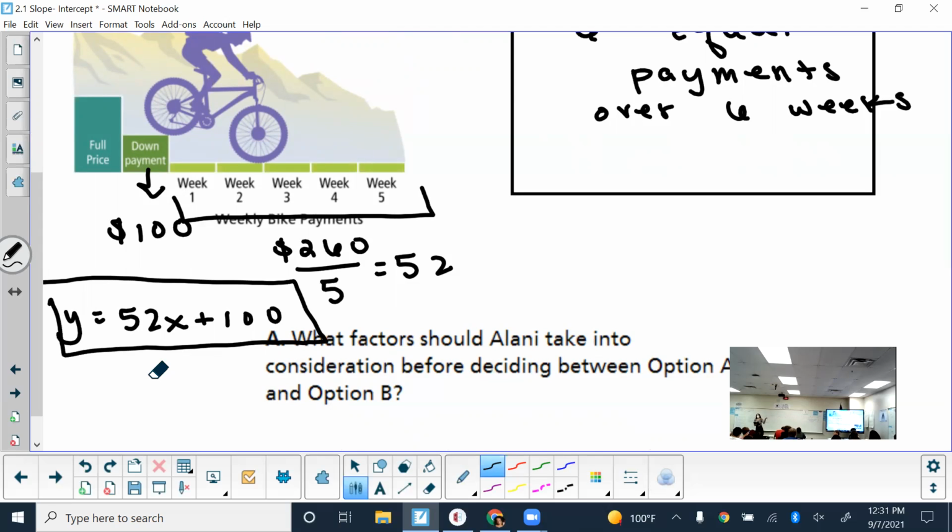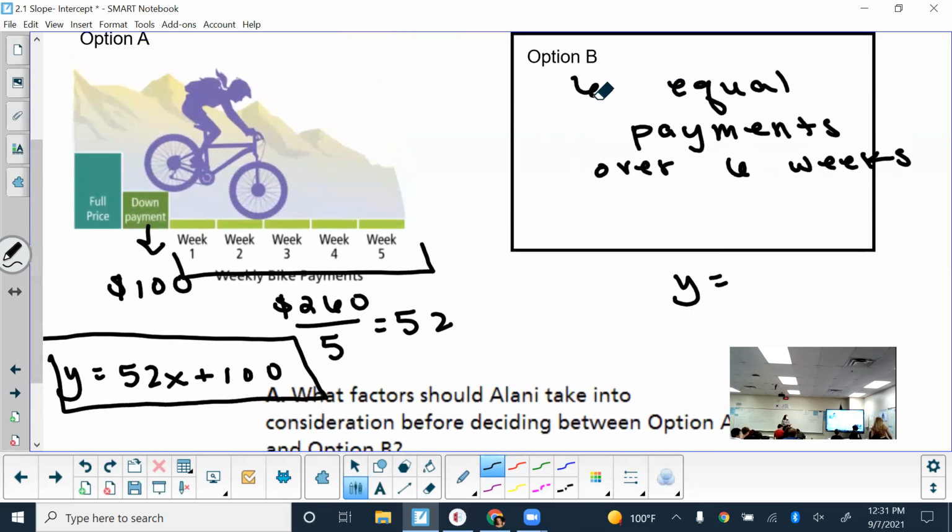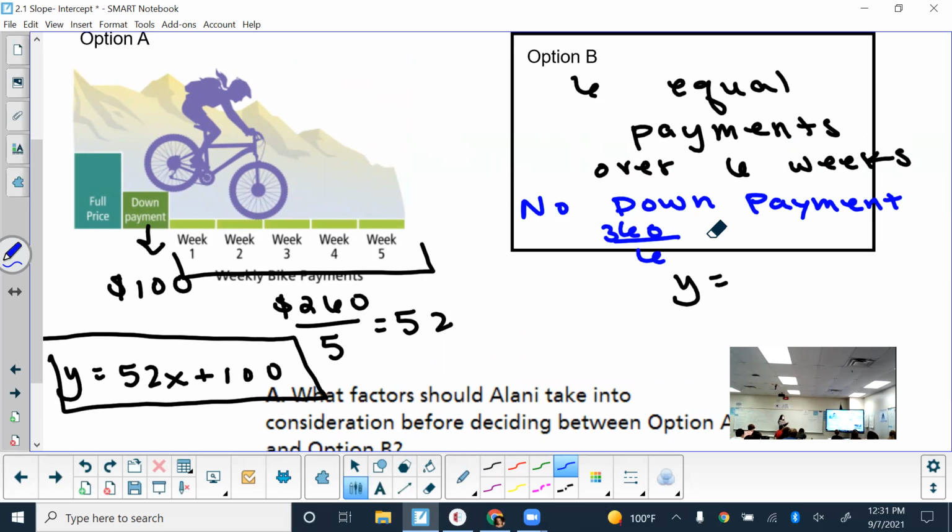How would you write the equation for option B? So first, let's actually talk about this because we didn't yet. If it's 6 equal payments over 6 weeks, is there a down payment? No. All right, so no down payment. And that means that it's $360 over 6 weeks, so 360 divided by 6. How much would she pay each week for that one? 60.